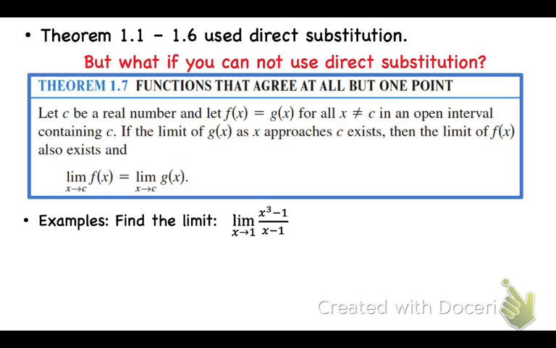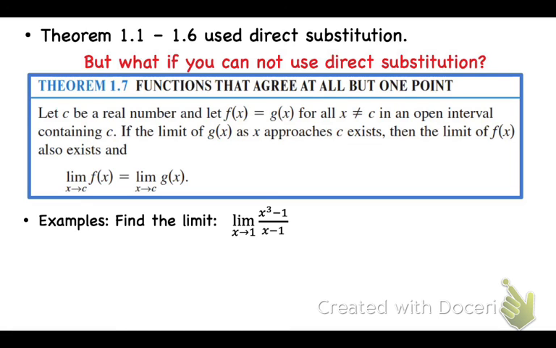If it doesn't work, we're going to have some things we're going to reduce first. We're going to rationalize. We're going to do anything we have to before we have to make a table, because tables were not efficient, were they? No. Okay, so what this says right there, it says functions that agree at all but one point. All it says basically is to reduce. I would not write that down. That to me makes no sense. I'm going to read it to you.